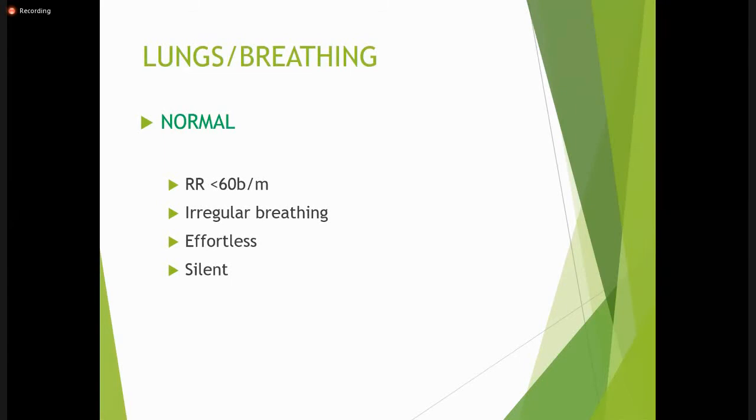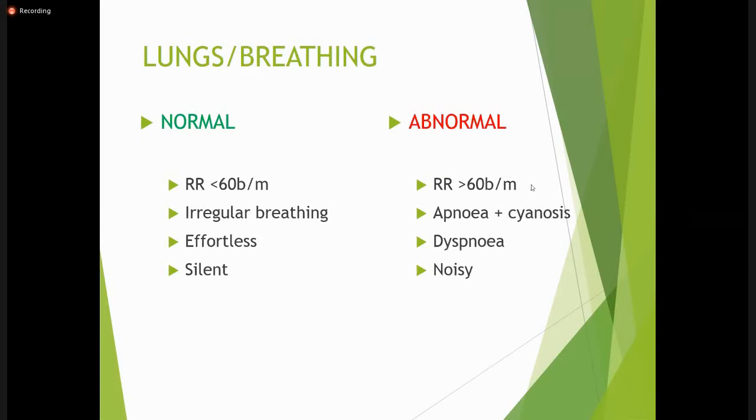Then we auscultate the chest for breathing sounds. Respiratory rate, as I already mentioned in the vital signs, should be less than 60, with effortless, silent breathing and no abnormal sounds. If the respiratory rate is more than 60 breaths per minute, or there is apnea or cyanosis, any signs of distress or noisy breathing, then it is considered abnormal.